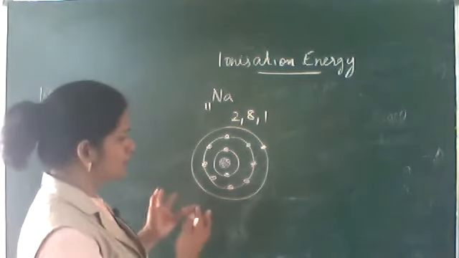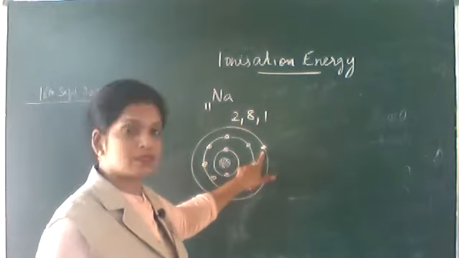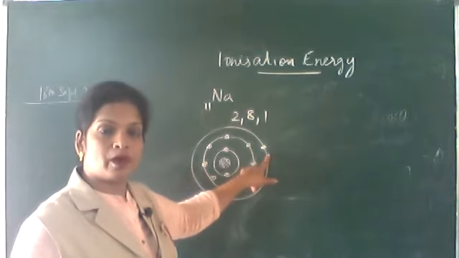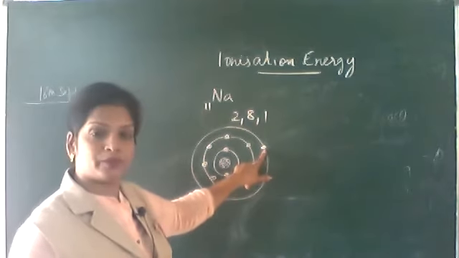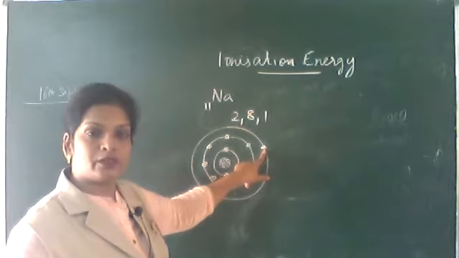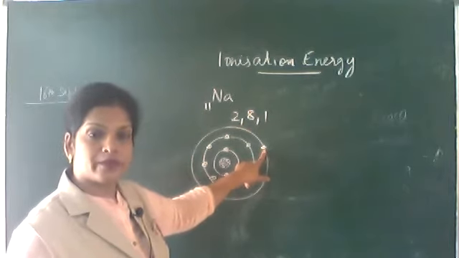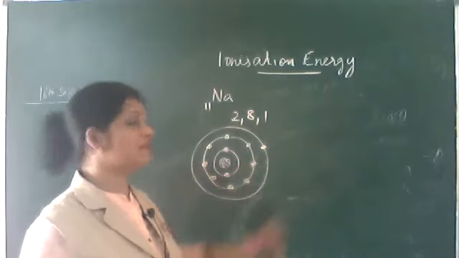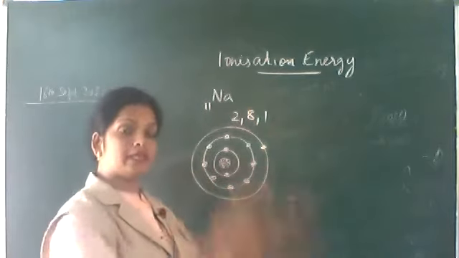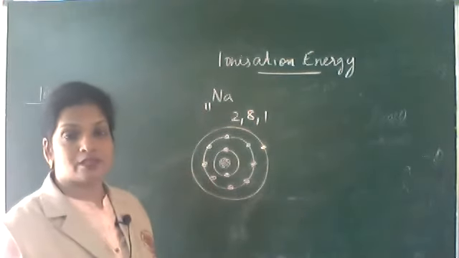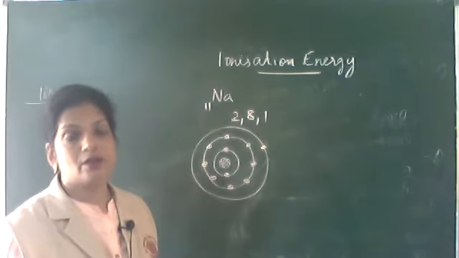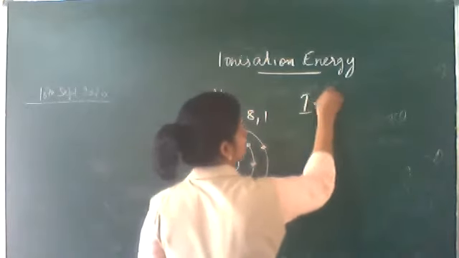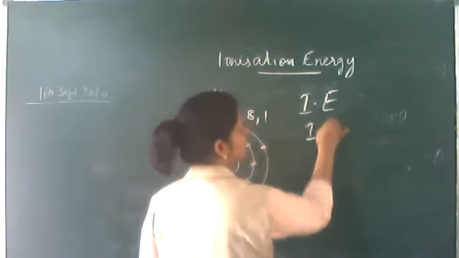You are giving some amount of energy to remove this electron. This is the most loosely bound electron. This is the farthest electron. The force of attraction exerted by the nucleus on this electron is the least. So for us it is easy to remove this electron. How much amount of energy you are giving to remove that electron, that much amount of energy is called ionization potential or ionization energy or ionization enthalpy. Generally we write IE or IP.